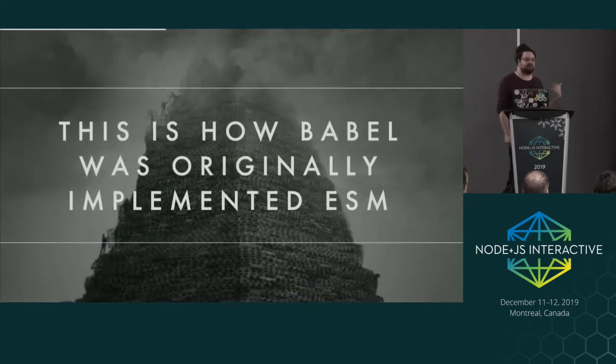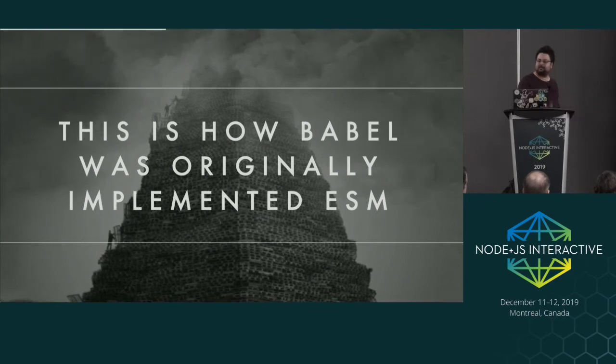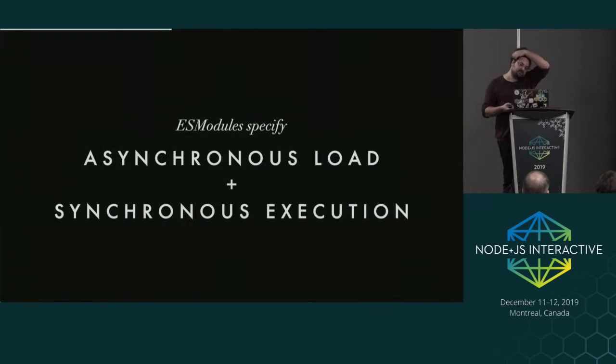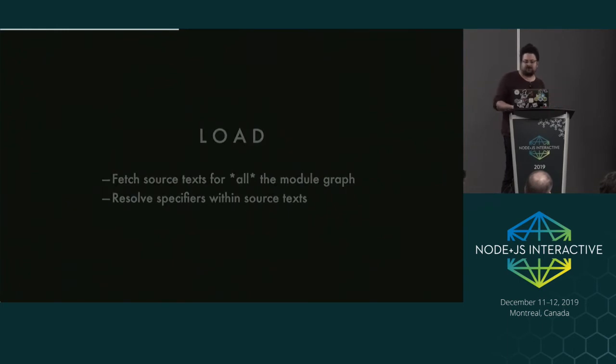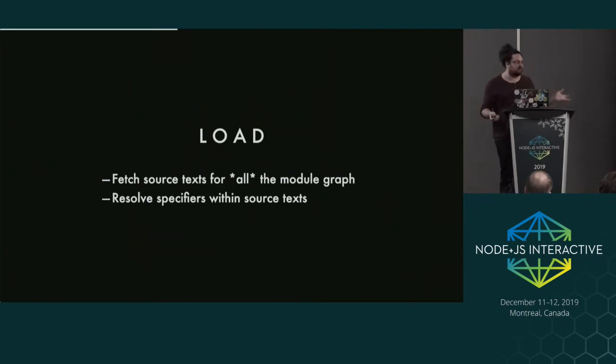And this is actually how Babel originally implemented ESM. A lot of how people first experienced ESM was, oh, it's the same. We'll just turn all the imports into requires because we can write a regular expression. But it turns out that this doesn't work because ES modules specify an asynchronous load and a synchronous execution. And the load starts from the root of your graph. It fetches that, it parses it, it finds all of the other references within that, and then it resolves those specifiers, and then it loads all of those references, and then it figures out all the specifiers in those modules and recursively grabs every single module that's in your graph.